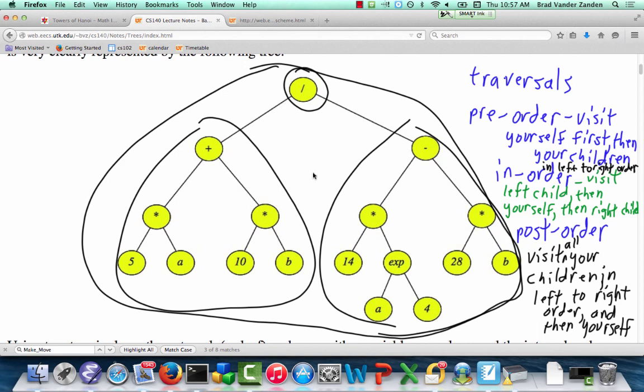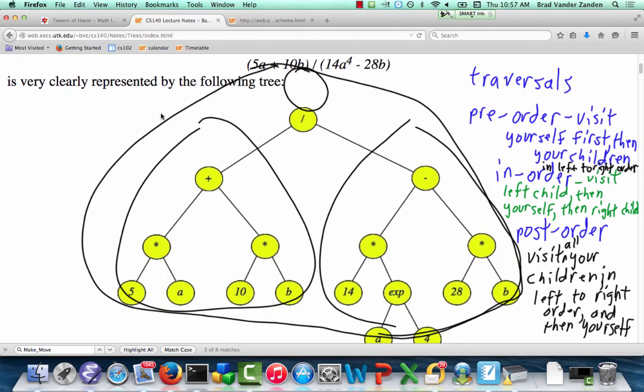What if I wanted to print it out so that it looks like that, in exactly that way, with the division in the middle, the left expression on the left, the right expression on the right? What traversal method would you use for printing? In-order, because now you want to print the left child first, which is 5a plus b. Then you'd want to print the division. Then you'd want to print 14a to the fourth minus 28b.